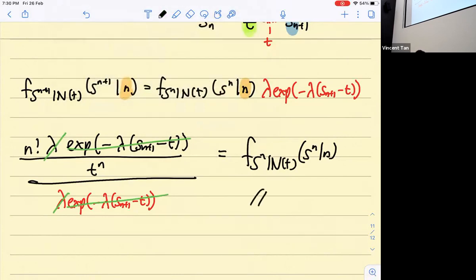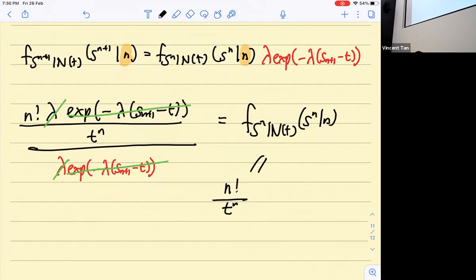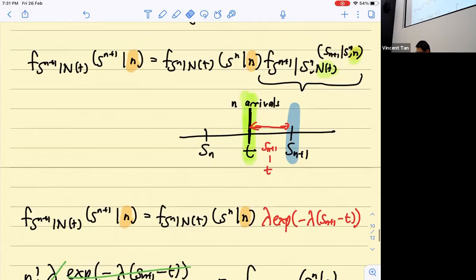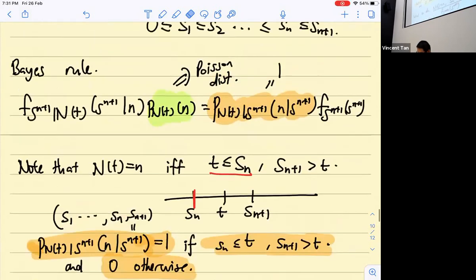This is n factorial over t to the power n in the region given by 0 less than s1 less than s2 less than dot dot dot less than sn less than t. Okay, I am a little bit imprecise with all the equal signs. I think I should remove all these. Okay. So you see here, what we are using is not much. We are basically just using the properties that we have proved before.